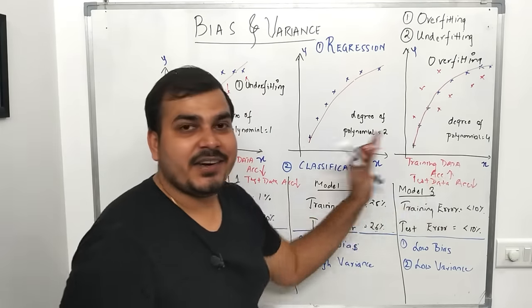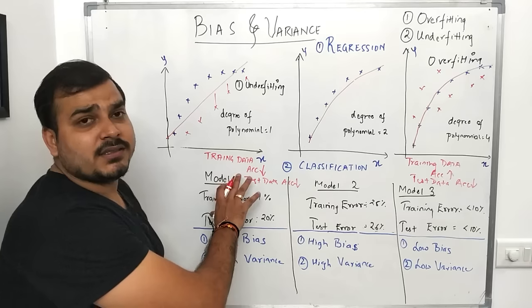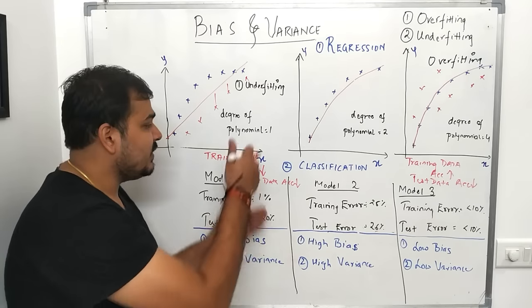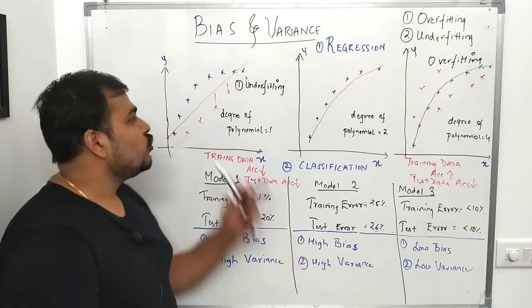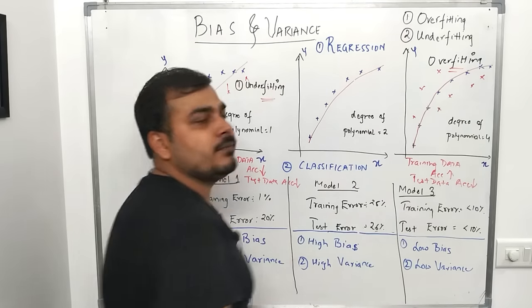In this case, for the training data, the accuracy is very high, but for the test data, the accuracy is very low. Vice versa over here, for the training data the accuracy is low, and for the test data also the accuracy is low. So that scenario we call underfitting. This scenario we call overfitting.